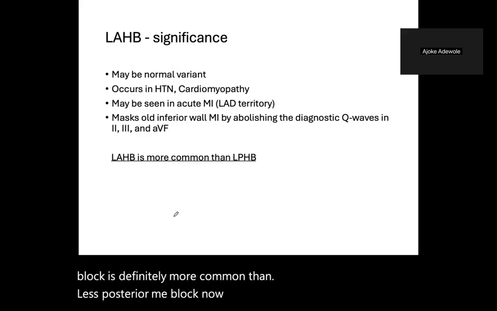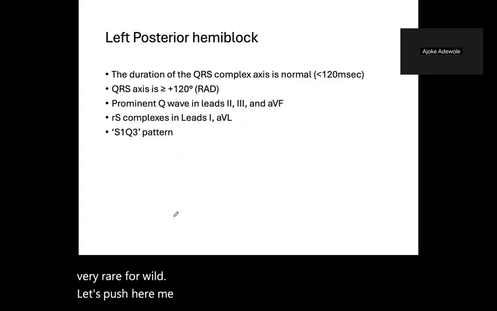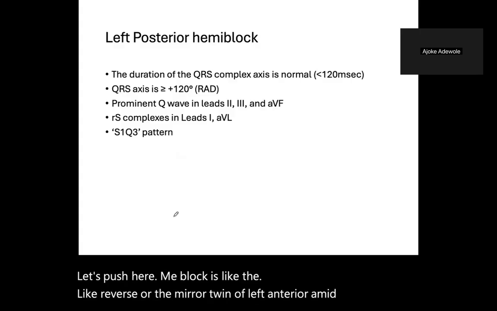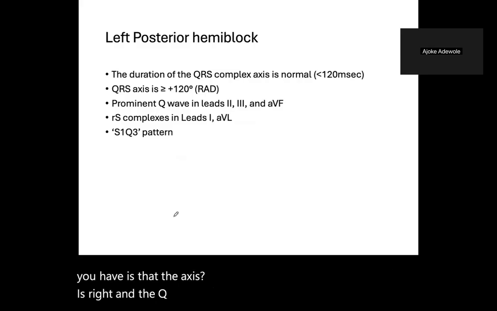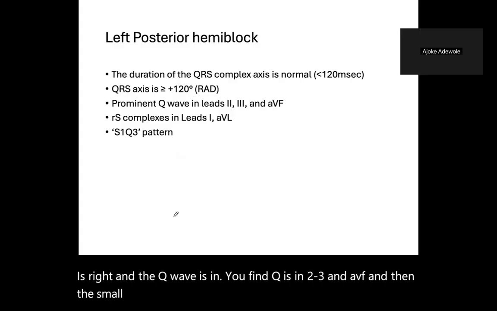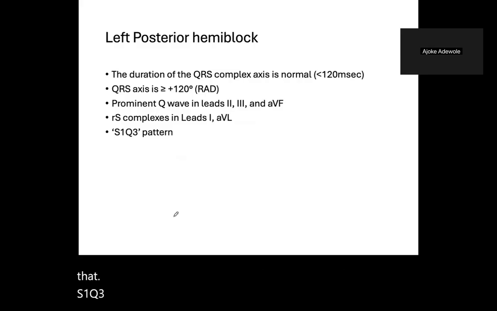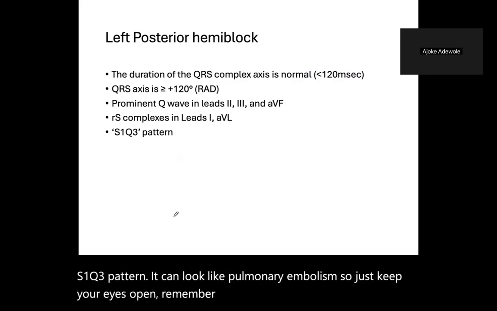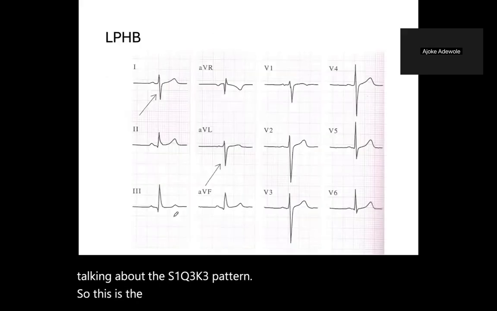Now, left posterior fascicular block is very rare but wild. Left posterior fascicular block is like the reverse or the mirror twin of left anterior fascicular block. What you have is that the axis is right. You find Q waves in 2, 3, and aVF, and then the small r, big S pattern in 1 and aVL. So you're looking for that S1 Q3 pattern. It can look like pulmonary embolism. So just keep your eyes open. Remember with pulmonary embolism, we're talking about the S1 Q3 T3 pattern. So this is the left posterior fascicular block.